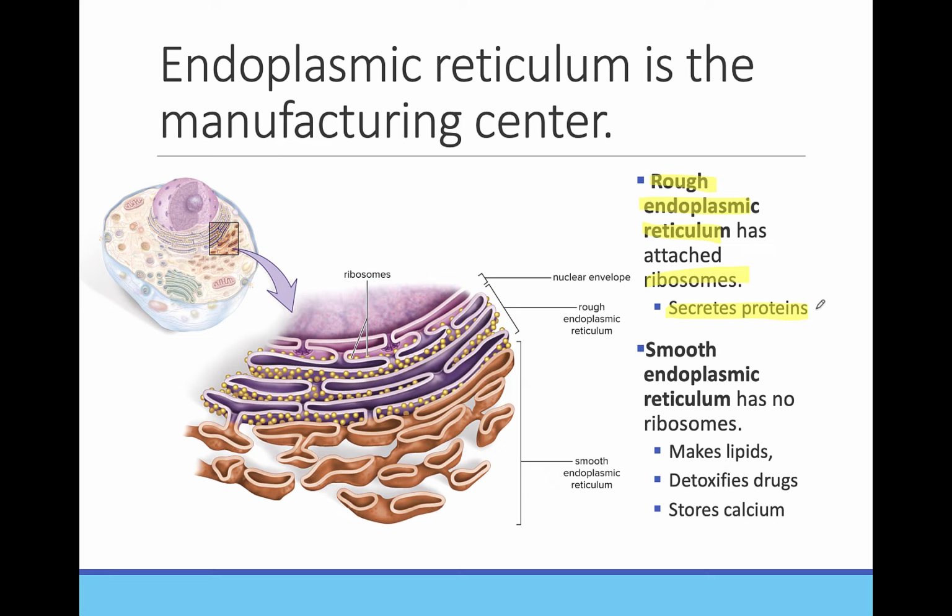Outside of the rough ER is the smooth endoplasmic reticulum. The smooth endoplasmic reticulum has no ribosomes. Instead, it secretes lipids, stores calcium ions, and helps to detoxify toxins in the cell. Liver cells that are responsible for detoxification of your blood have an abundance of smooth ER.